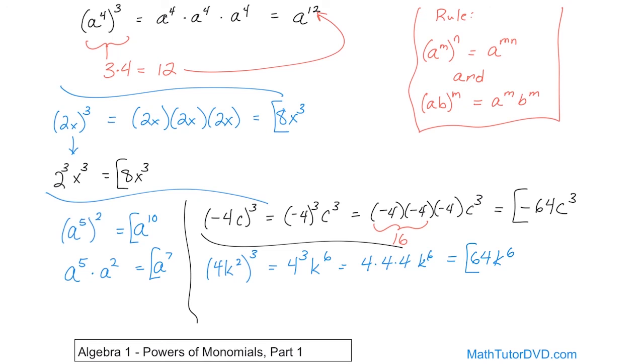So again, the rule is when you have some kind of power going on, a monomial, even with multiple terms with power, multiple objects inside with different exponents, you just take the exponent and you distribute it to every entity inside, multiplying exponents along the way.